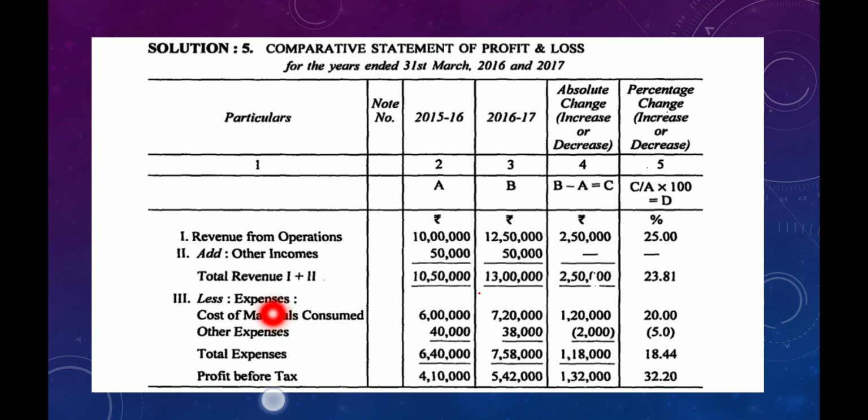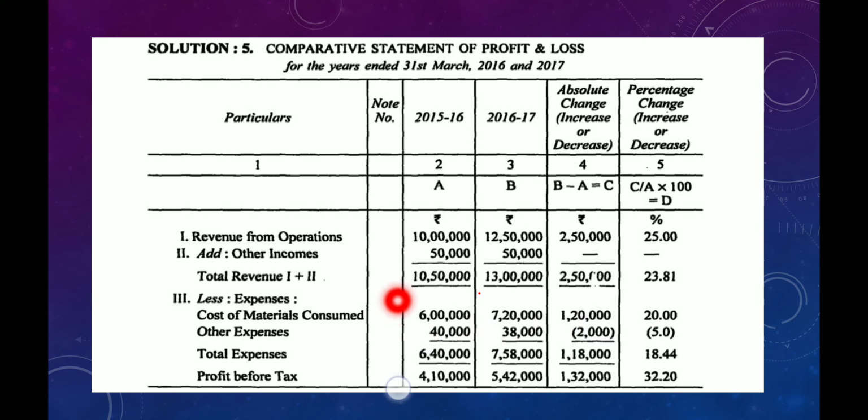Next is expenses. So cost of material consumed, previous year is 6 lakh, current year is 7 lakh 20,000. 1 lakh 20,000 is divided by 6 lakh, and the percentage change is 20%. After that, other expenses is 40,000 in the previous year, and in the current year it is 38,000, so there is a negative change of 2,000, which is divided by 40,000 into 100, that is negative 5%.